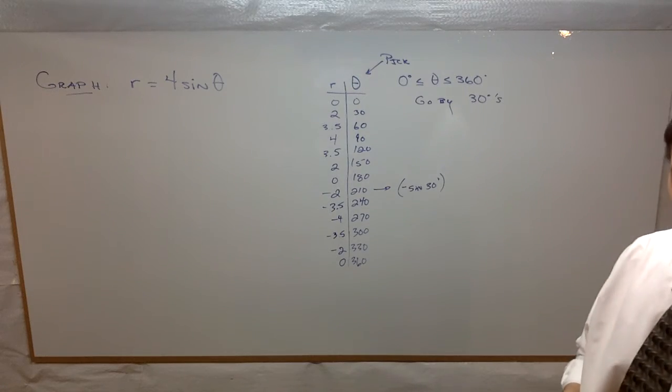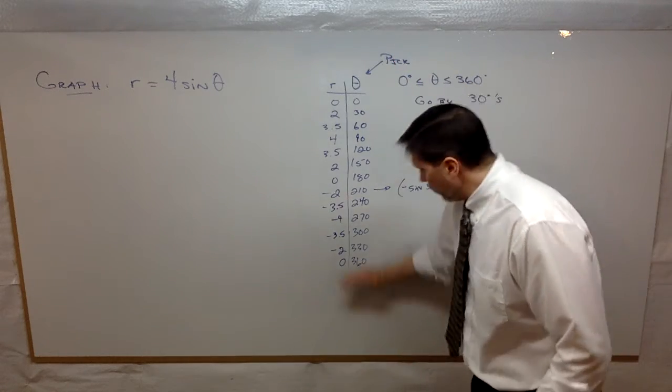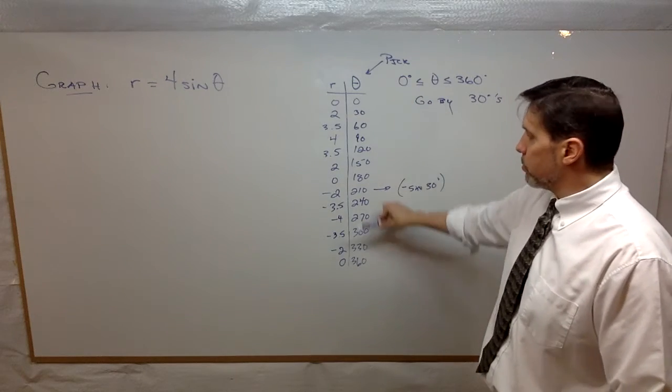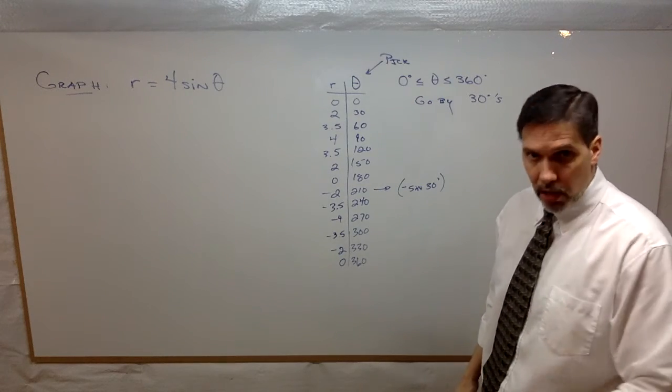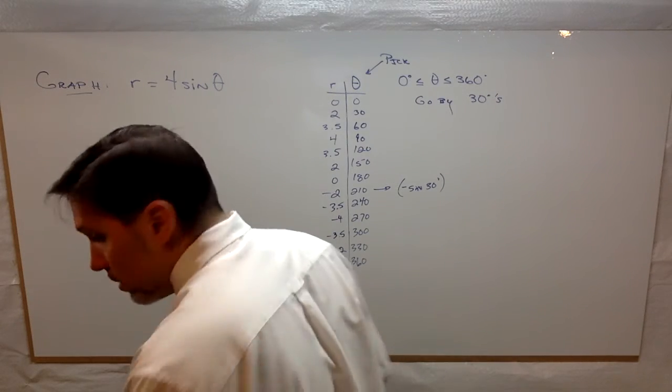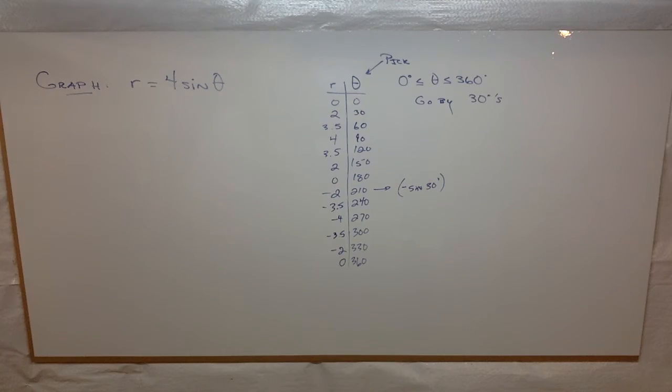Now again, this is complete and total overkill for a circle that passes through the pole. This will be 100% necessary for your limacons and your lemniscates, but for a circle that passes through the pole, not so much. All right, let's go to the graph.